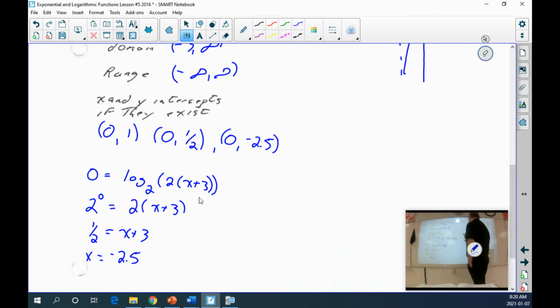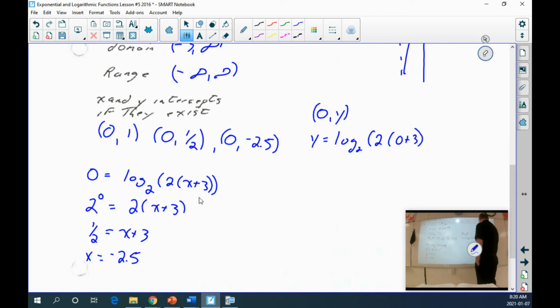My y-intercept can be dealt with in a similar way. We know the y-intercept is going to have an x-coordinate of 0 and some y-coordinate. So plugging in 0 every place you see an x, we get log base 2 of 6. And that would be your exact value, exact answer for that. You could then use your calculator to figure out the approximate value, but I'll just leave it as the exact value. So somewhere around 1.4-ish.